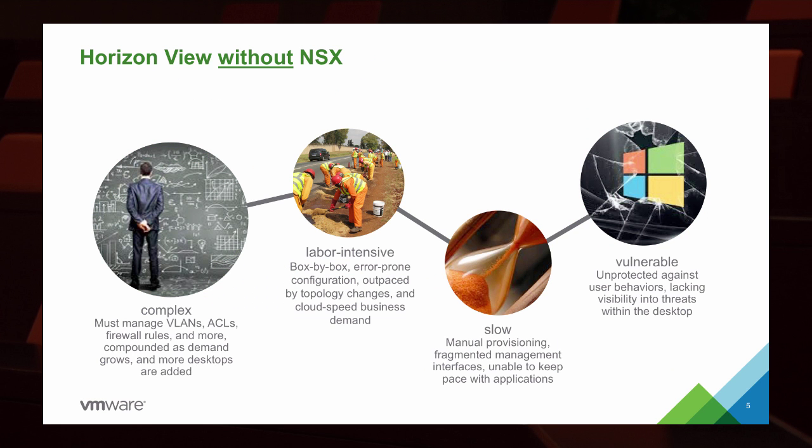Without NSX, it is very easy. We can create virtual desktops and spin things up and provide them to people. But the networking component becomes very, very complicated, because as machines are getting spun up, the networking teams are having to manage multiple VLANs and access control lists and firewalls, and these are being compounded as the virtual machinery is growing. So as people are requesting more, more machines are being provisioned, and more networks have to be provisioned to support them.